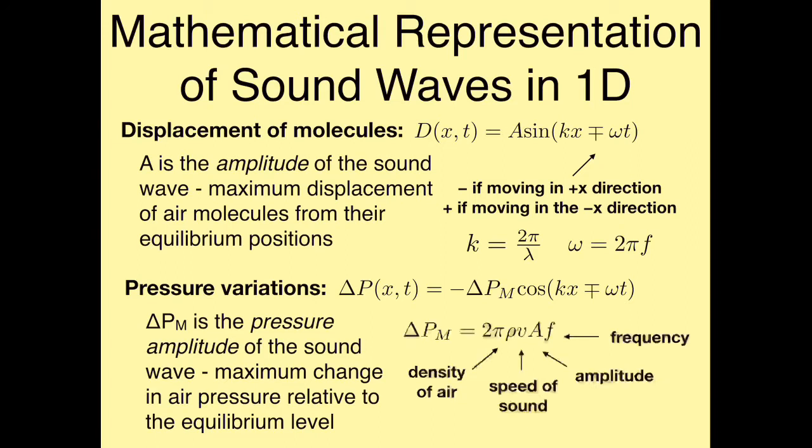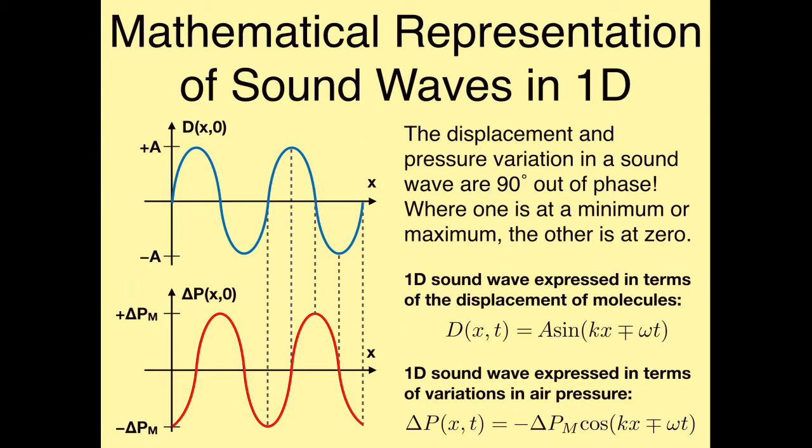And the formula for delta p max is equal to 2 pi times rho times v times a times f, where again, we have 4 variables. Rho is the density of the air, v is the speed of sound, a is the amplitude, and f is the frequency. That's how we describe things now in terms of pressure.